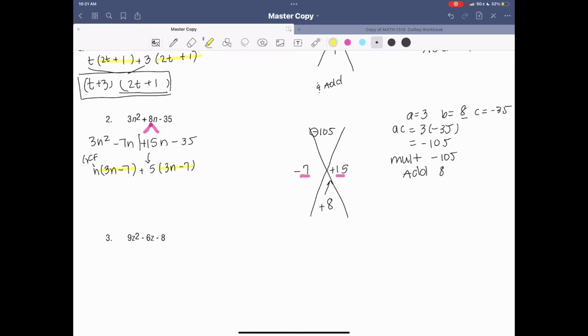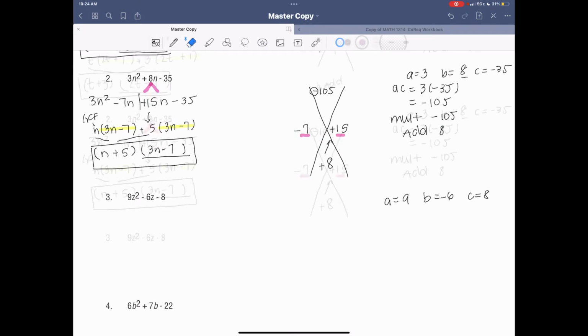So then I take my GCFs and I make one group. So that's going to be n plus 5. And then whatever's left over is going to be our yellow group, which is our linear pair, 3n minus 7. And this is our solution.